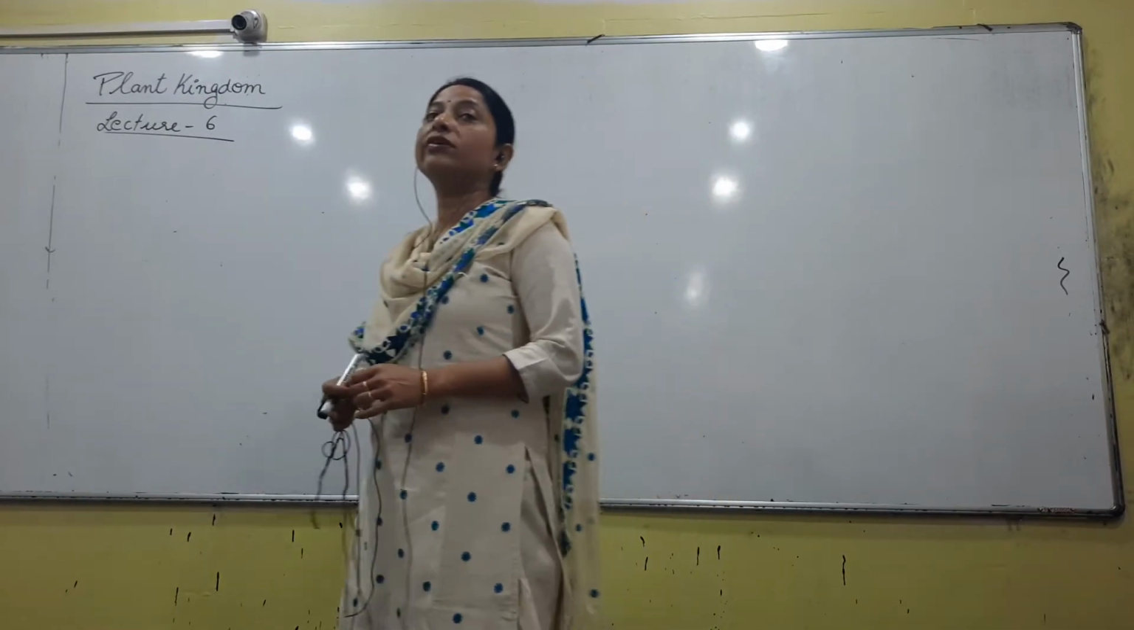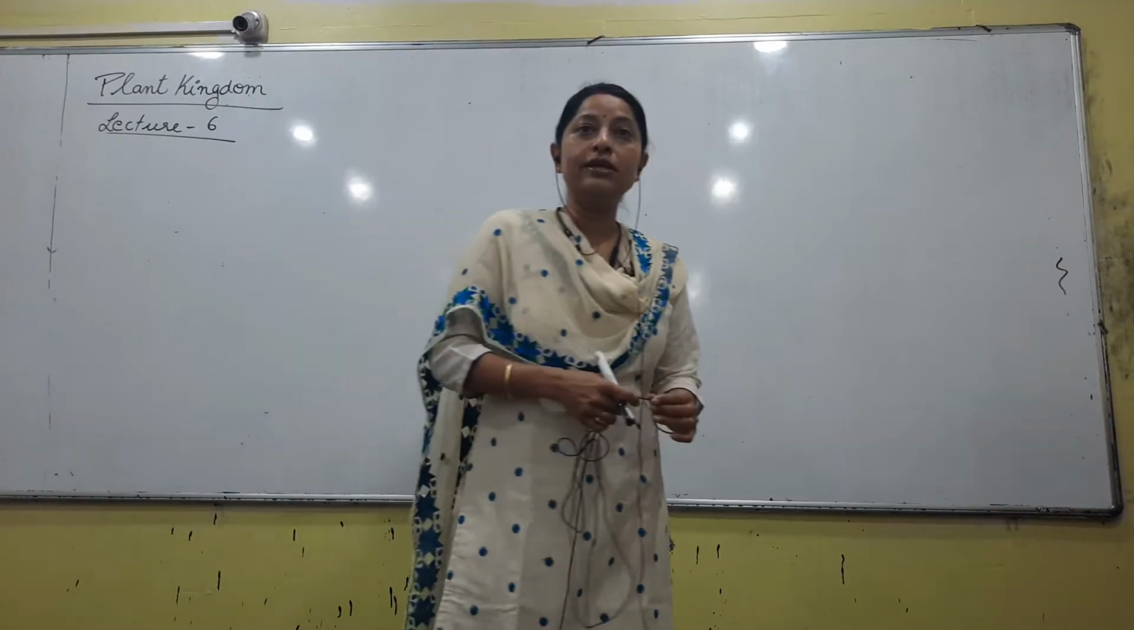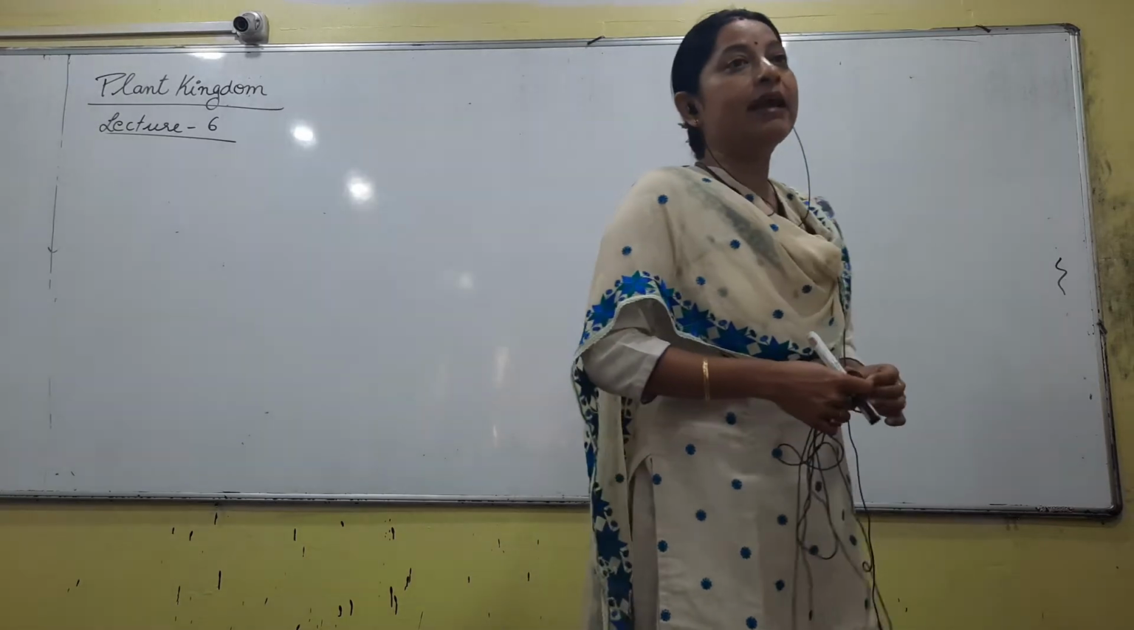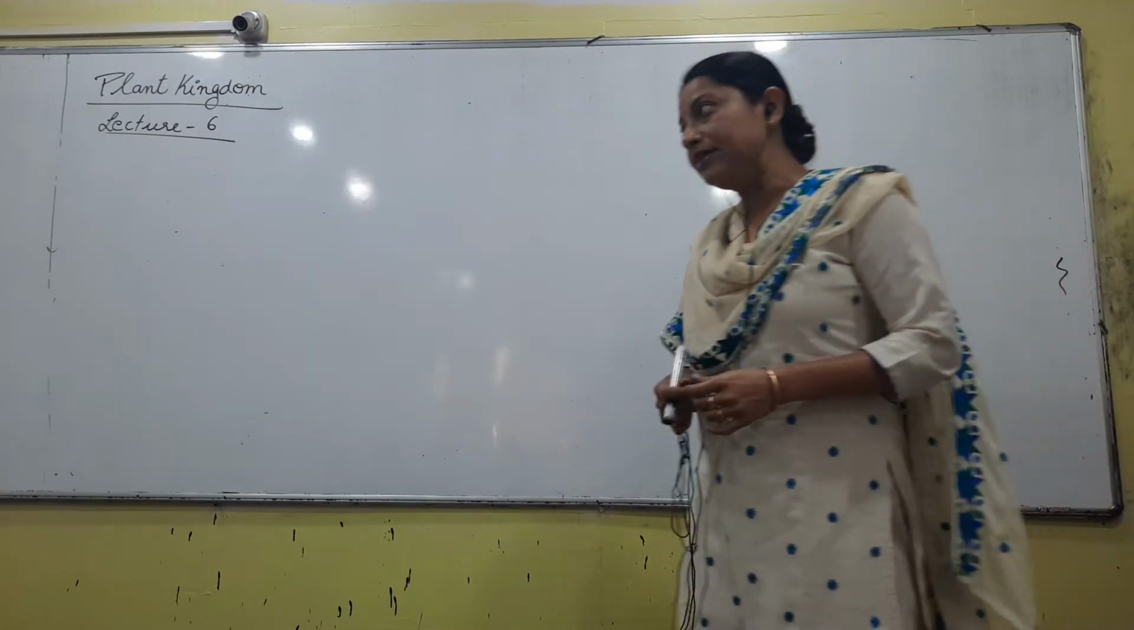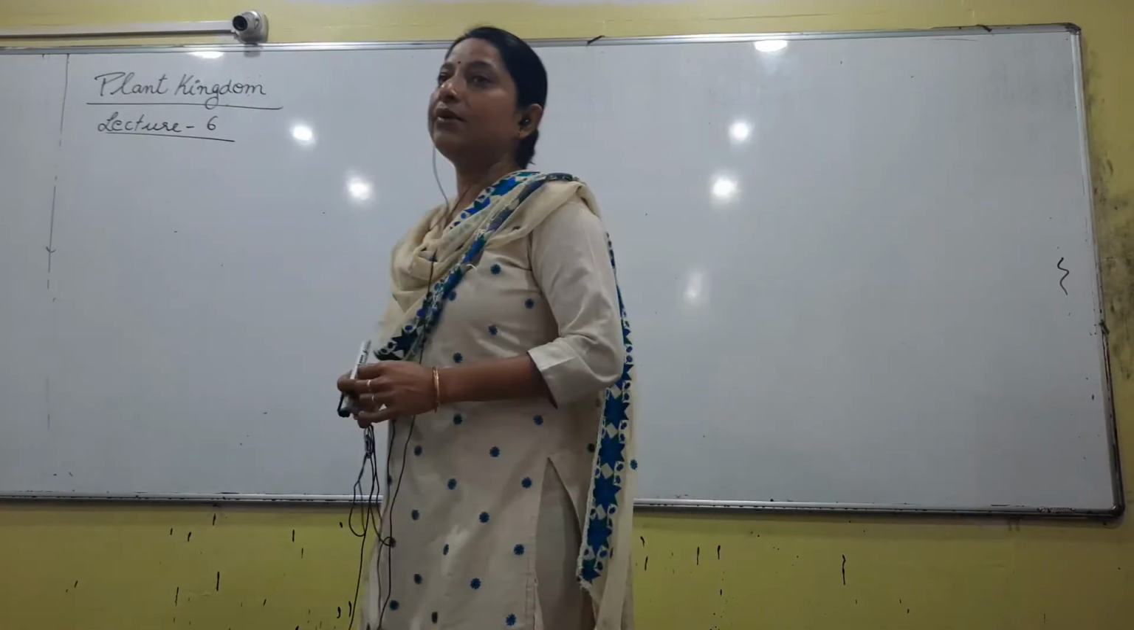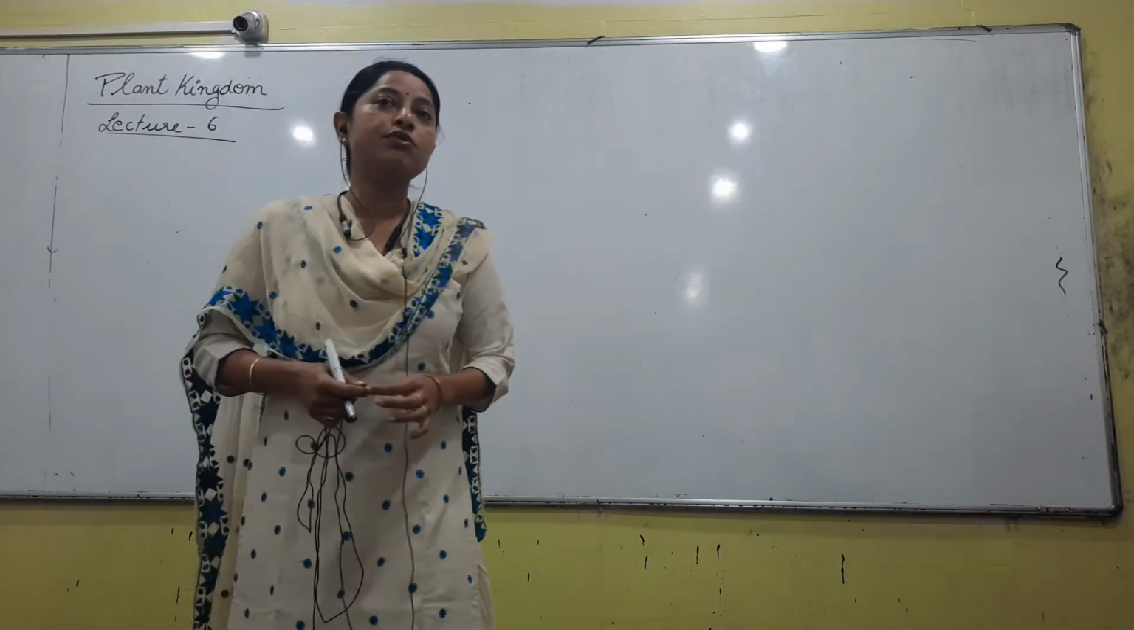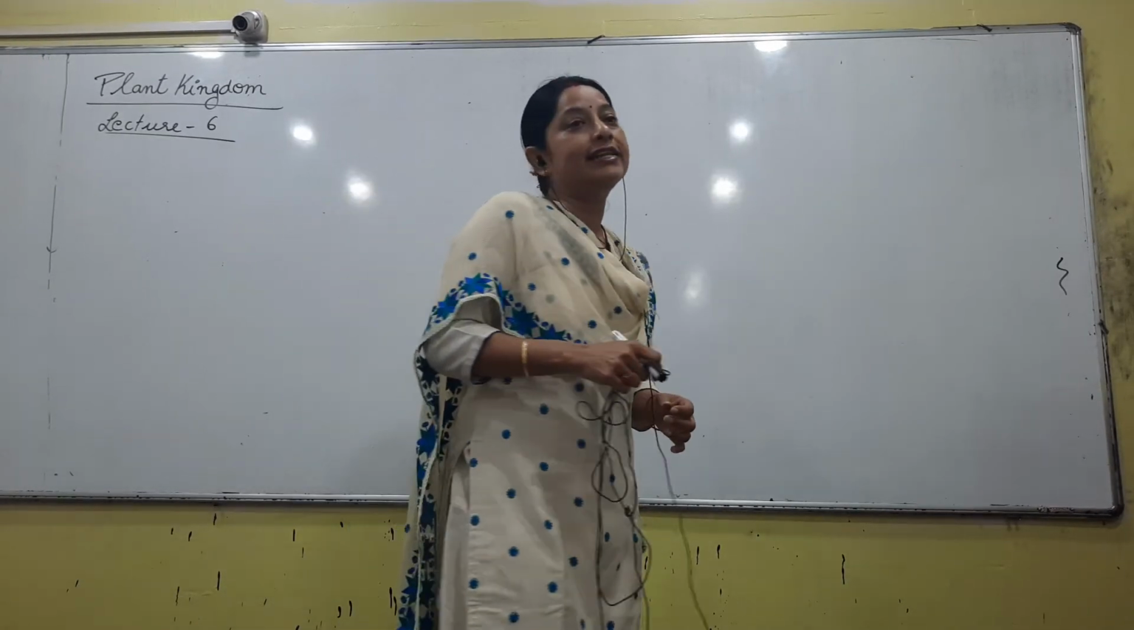The gametophyte bears the sex organs, Antheridium and Archegonium. The sex organs produce the male gamete and female gamete. Both gametes fuse and ultimately produce the sporophyte. Where is the sporophyte produced? It is produced on the gametophyte itself.